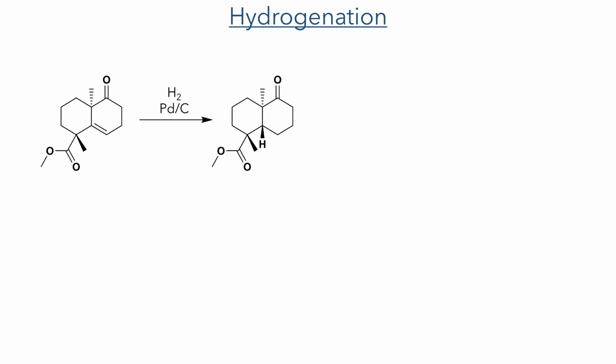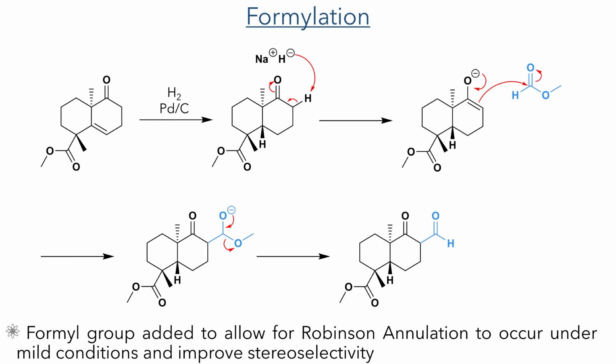This cyclase phase starts off with a hydrogenation reaction to reduce the alkene present in their previously reported starting material. This then underwent a formylation reaction using sodium hydride, which forms an enolate which adds to methyl formate to form the dicarbonyl upon the elimination of methoxide.